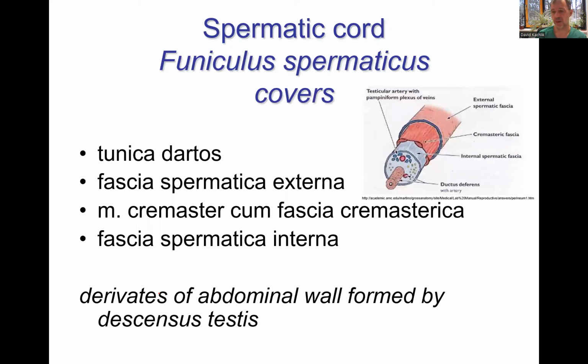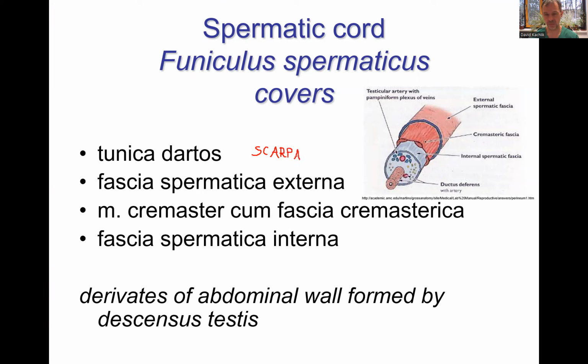So the deferent duct is located inside spermatic cord, and the spermatic cord contains some covers. And the covers are derived from anterior abdominal wall during the development. As the testes descend through the inguinal canal, it takes all the layers. So, of course, skin. Then, if you remember, we have the Scarpa's fascia. The Scarpa's fascia is not the real fascia, you know, that is the membranous layer of the subcutaneous tissue.